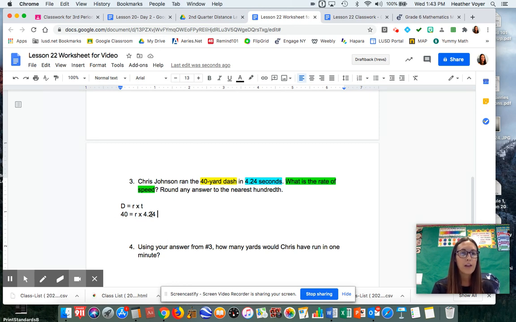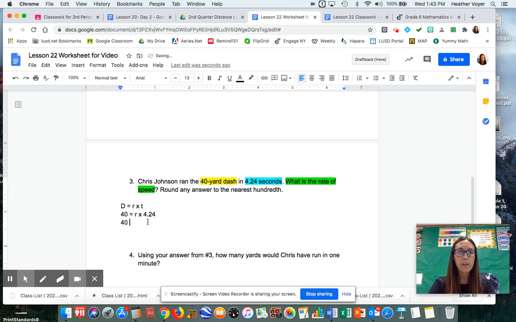So when I have an equation that looks like this, I'm actually going to end up doing the opposite of multiplication. I know that the opposite of multiplication is division. So I'm going to end up dividing, just like we've been learning how to solve for rate. We've been learning that rate is division. So I'm going to divide that 40 by his time of 4 and 2400.